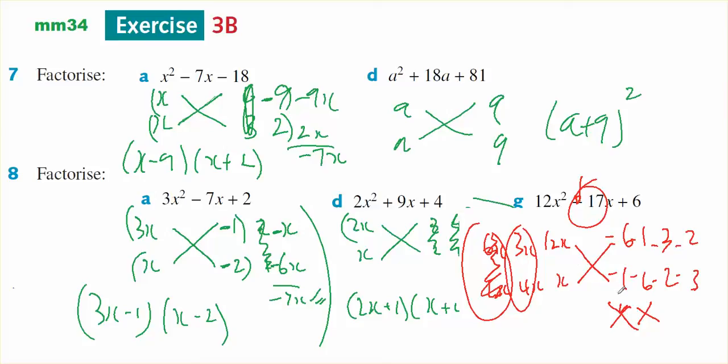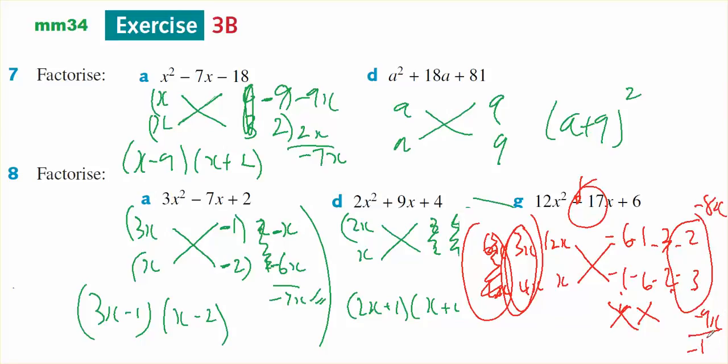3 times 1 is 3. 4 times 6 is 24, they won't give 17. 3 6s are 18, minus 4 won't give 17. 3 2s are 6. 4 3s are 12, that's no good. 3 3s are 9, 4 2s are 8. Bingo! So 3 times 3 is minus 9x. 4 times 2 is minus 8x.